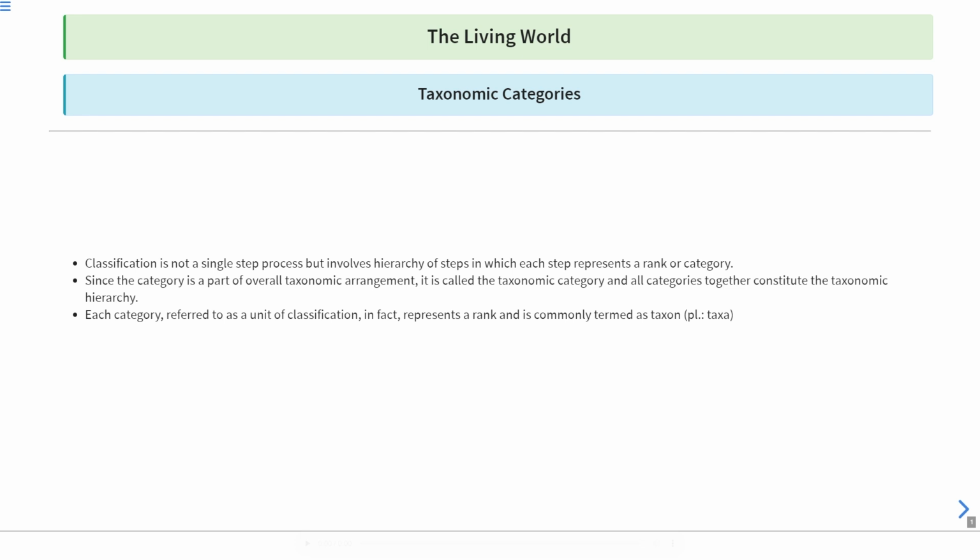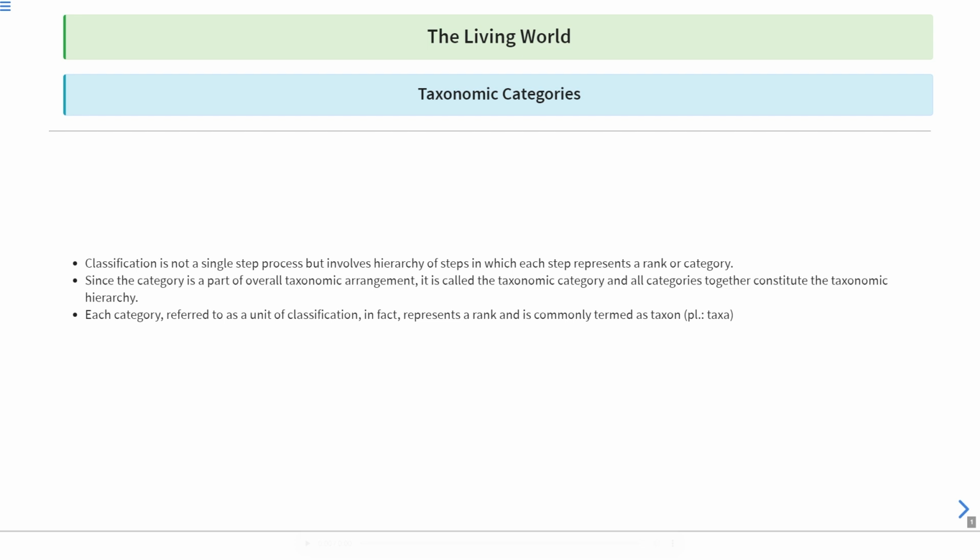Every category has its own specific characteristics. So the classification is followed that way. We do not follow the classification randomly. We must follow the rank or category, so every organism should have a rank or a category. Since the category is a part of the overall taxonomic arrangement, it is called a taxonomic category. We are doing the categorization on the basis of rank and category.